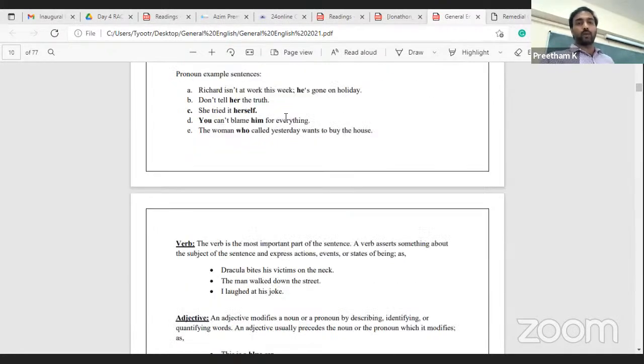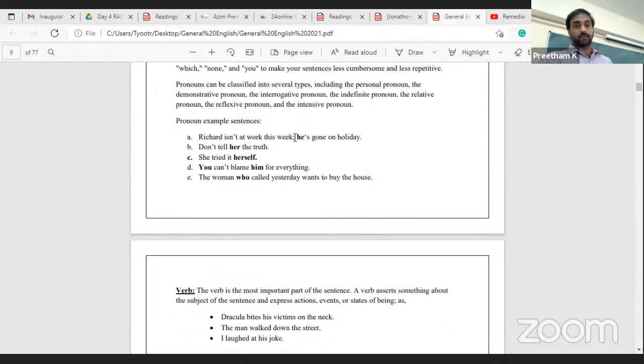Pronoun example sentences. Richard isn't at work this week. He has gone on a holiday. What type of pronoun is he there? Personal pronoun. Don't tell her the truth. Her, what is her? Personal pronoun. She tried it herself.